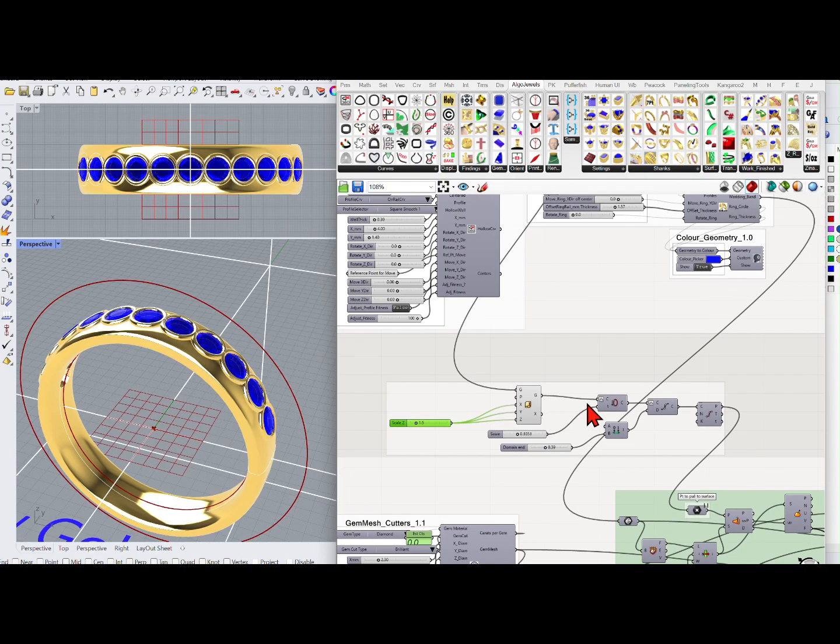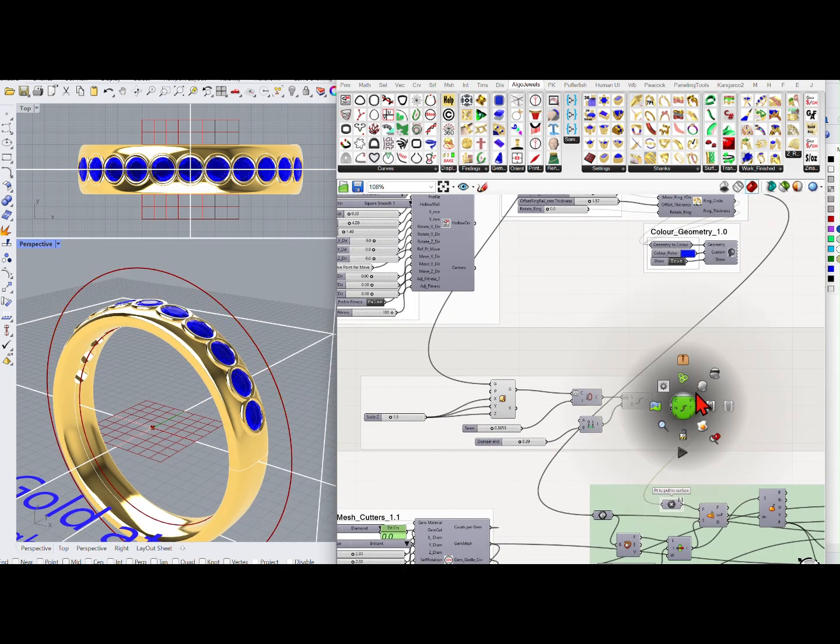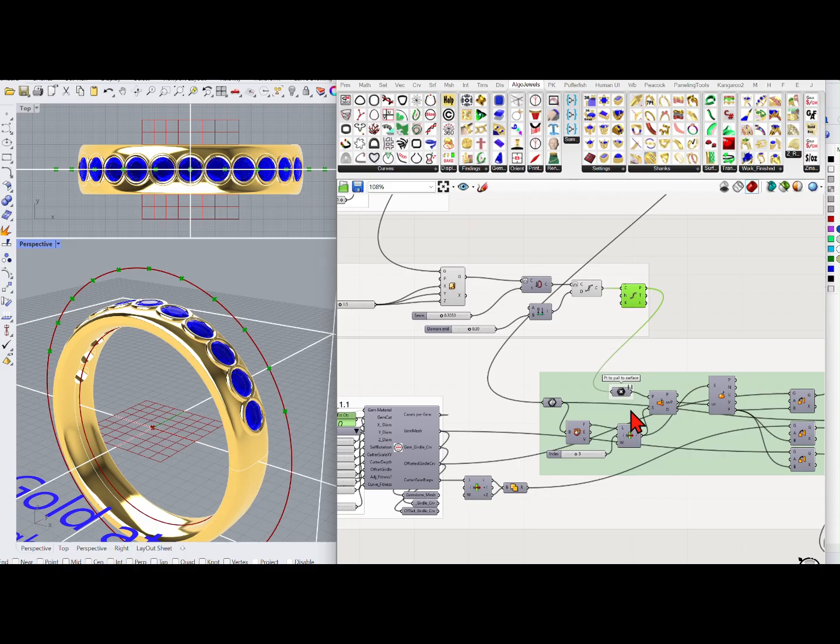And we've created a seam. We found a subcurve. We're dividing that subcurve into points. And we're using this component, surface closest point.